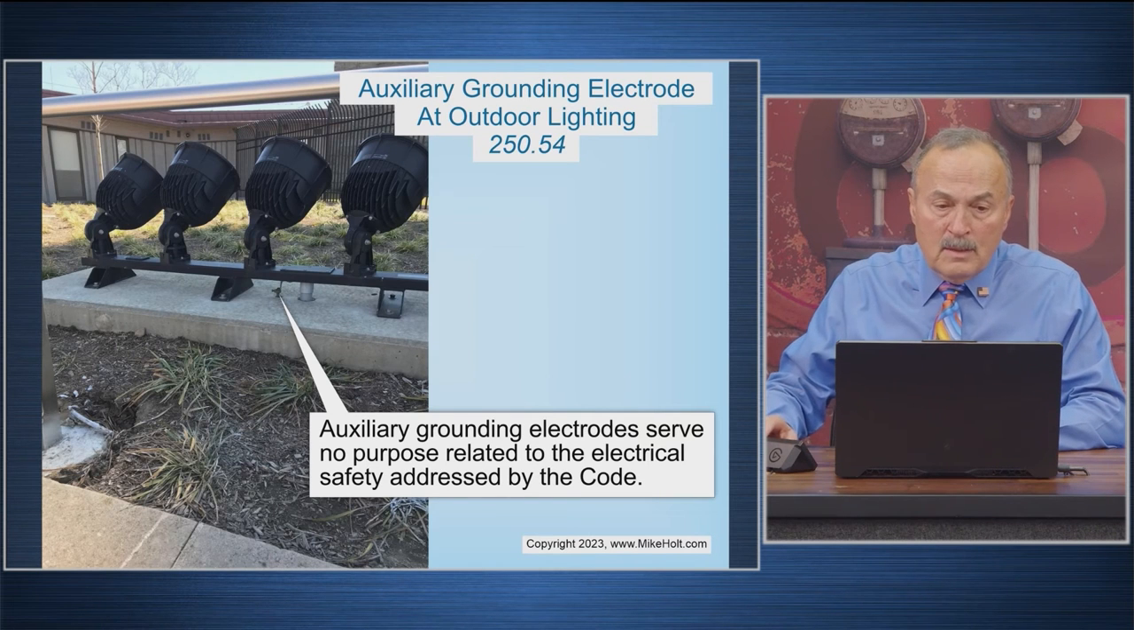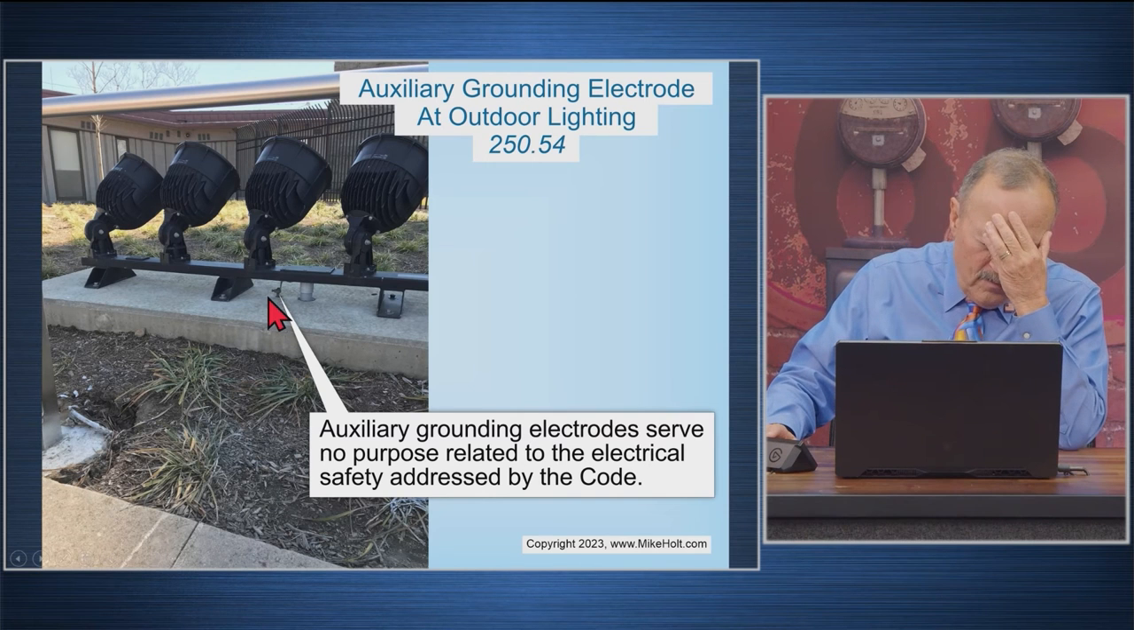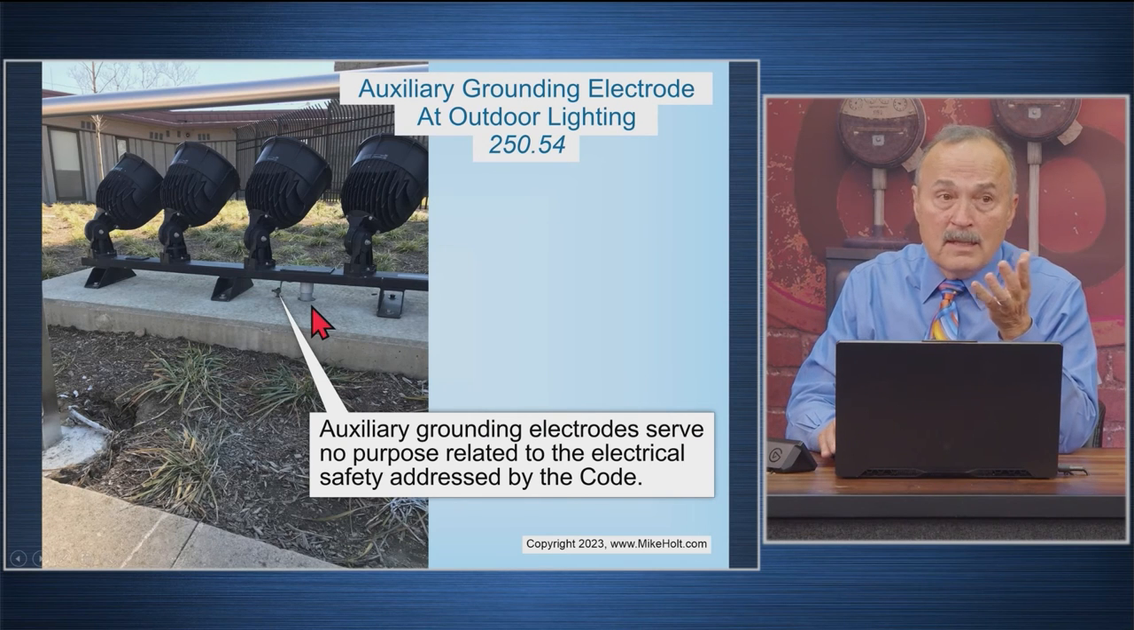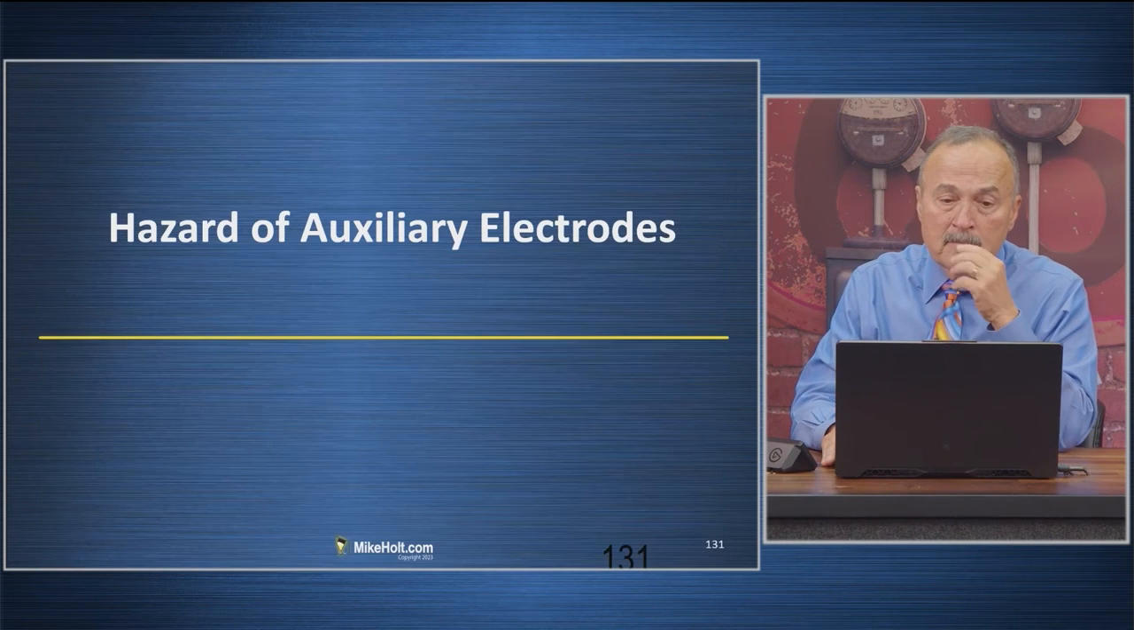Now, here's one. Somebody sent me this. I think this was at the Statue of Liberty in New York, where guys sent me a picture that they drove a ground rod and kind of connected it to these lights. I bet you need an equipment grounding conductor, right? But not an auxiliary electrode.